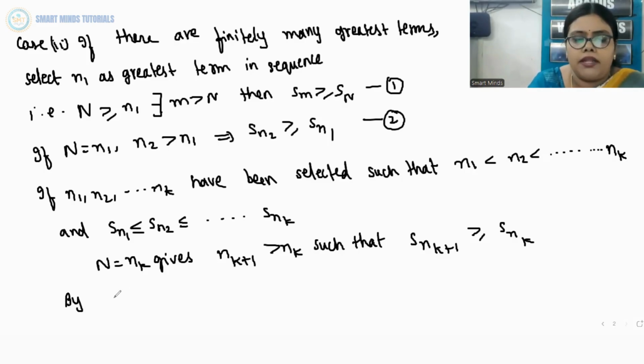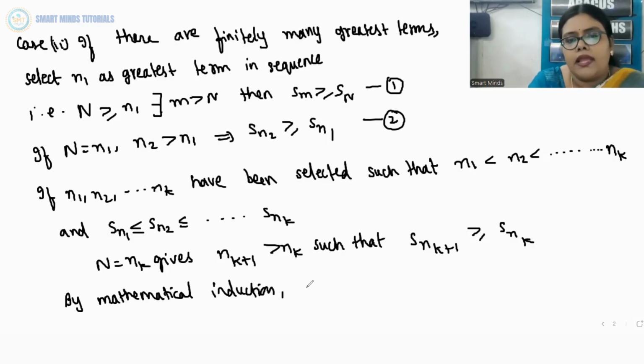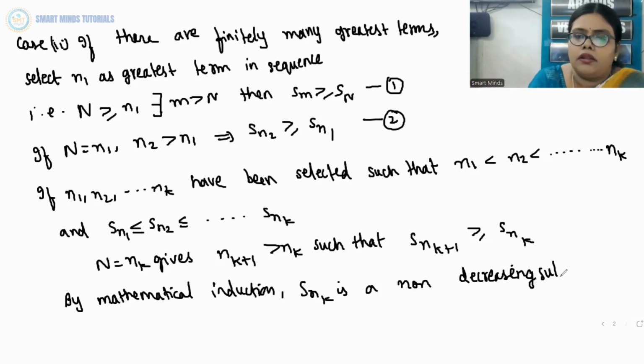So by mathematical induction, what can we say? Snk is a non-decreasing subsequence. If it has a non-decreasing subsequence, that means it is monotonic. Understood?